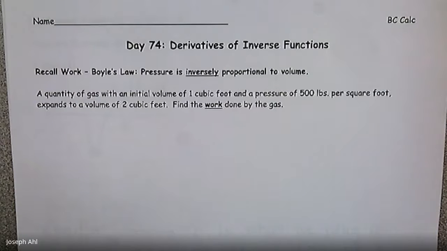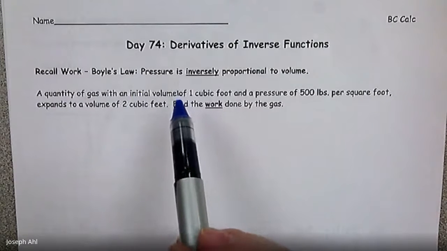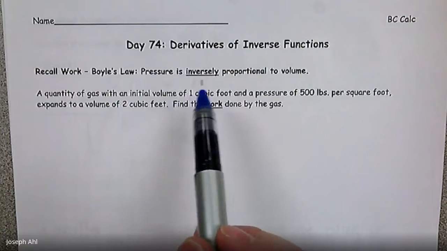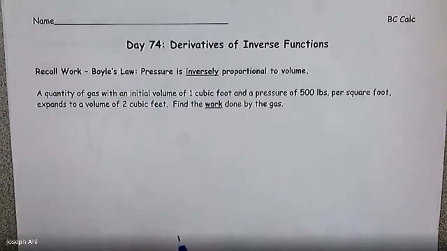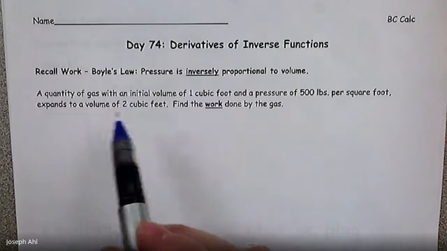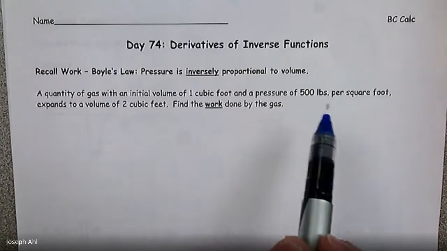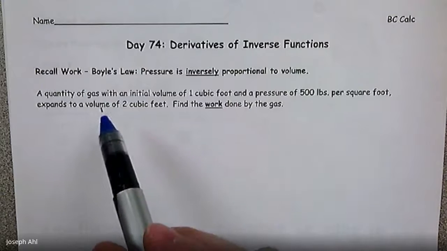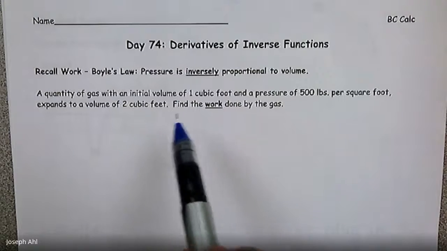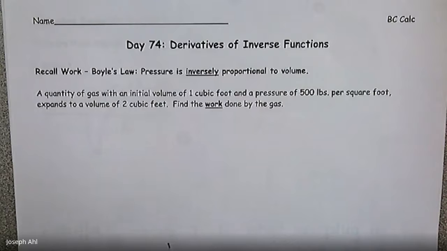One is bringing back some work examples, and the work example at the top here is referring to something called Boyle's law. Boyle's law states that the pressure is inversely proportional to the volume. So you can read through the question. A quantity of gas has this initial volume and a pressure of 500 pounds per square foot, and then it expands to a volume of 2 cubic feet. What is the work done by the gas?